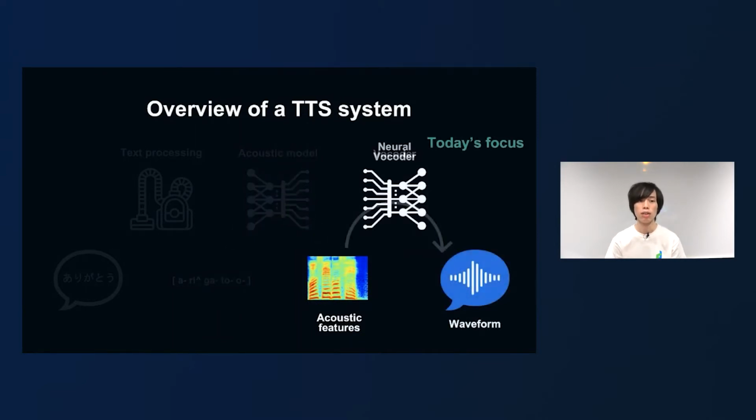Last is the vocoder. In recent methods using neural network, it is also called neural vocoder. This module takes the acoustic features as input and outputs speech waveforms. Today's talk will focus on this neural vocoder. When creating service using speech synthesis framework, the neural vocoder tends to become a bottleneck in both quality and speed. We thought it was important to improve this module and developed the new method called parallel WaveGAN.